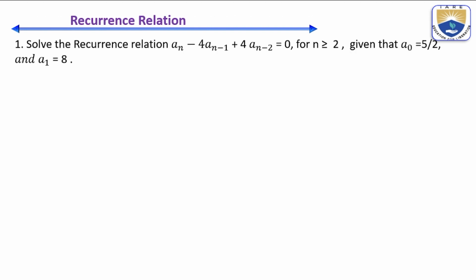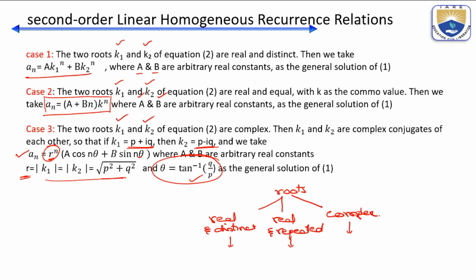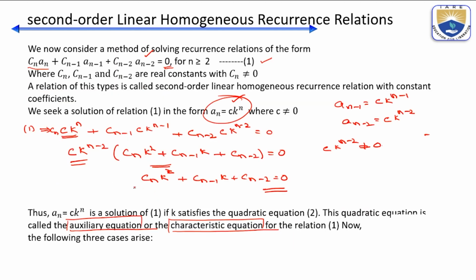So here, solve the recurrence relation a_n − 4a_{n−1} + 4a_{n−2} = 0. This is a second order recurrence relation, and here a_0 is given and a_1 is given. Now we have to find the solution for this recurrence relation. For that, we calculate the auxiliary equation, once again the same procedure as earlier.